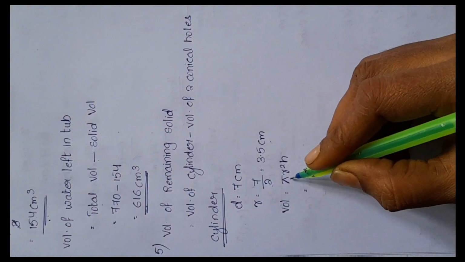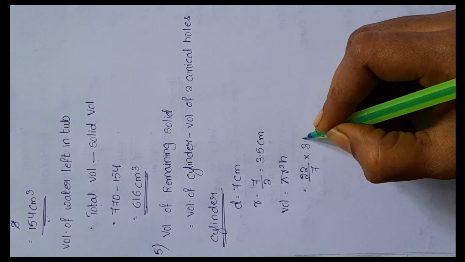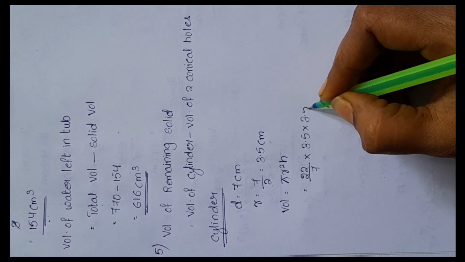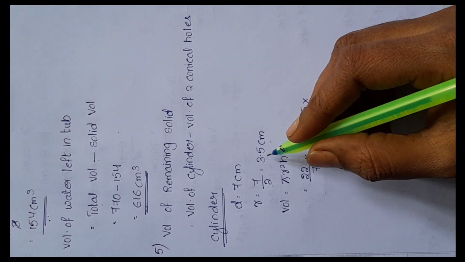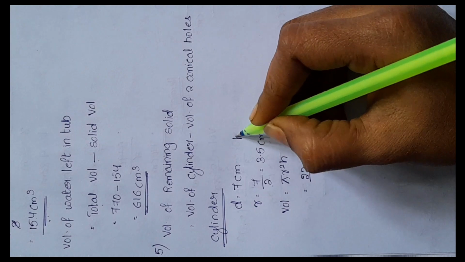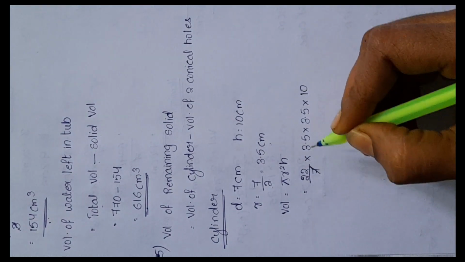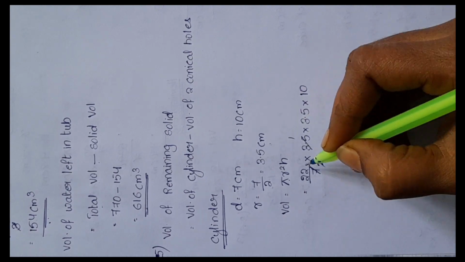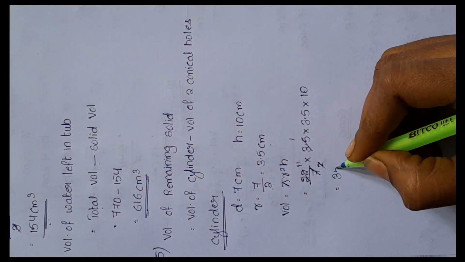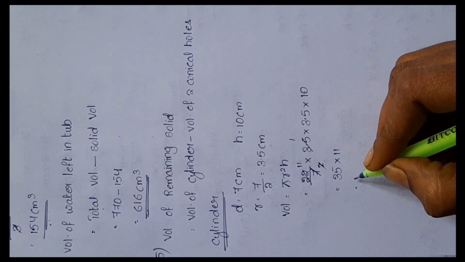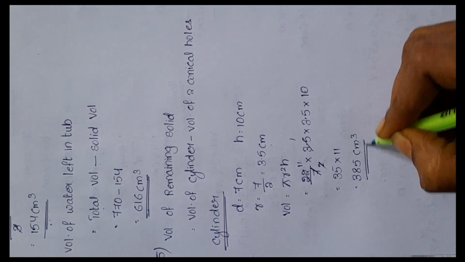Now the volume of the cylinder formula is pi r square h. Pi value is 22 by 7. R is 3.5 into 3.5 into h, that is the height of the cylinder, which is given as 10 centimeters. So 10 here. 7, 2 times, 1 10, 2 ones, 2 elevens. Cancelling the point and the 0, this becomes 35 into 11. So 35 into 11 is 385 centimeter cube, which is the volume of the cylinder.